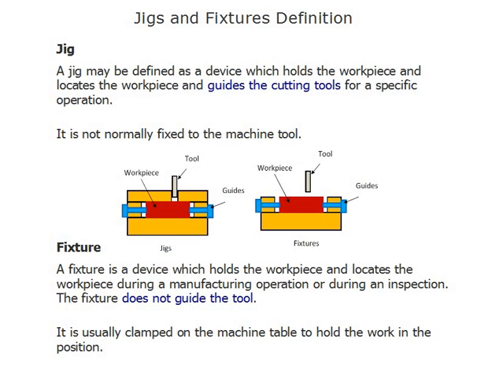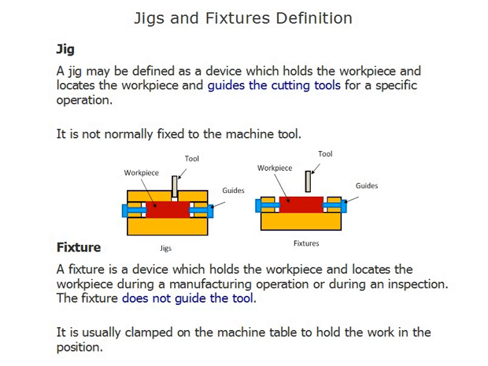The jigs and fixtures are additional equipments which should be attached to the machine tool to fix and locate the workpiece and sometimes guide the cutting tool too. So the jig may be defined as a device which holds the workpiece, locates the workpiece and guides the cutting tool for a specific operation. So normally jigs are not fixed to the machine tool.